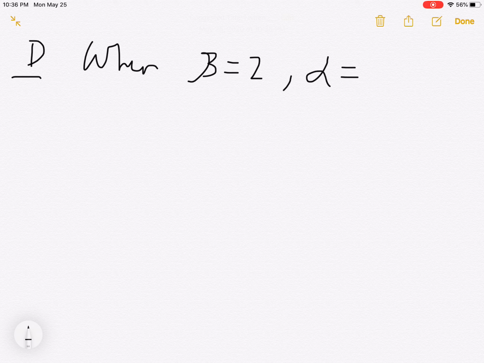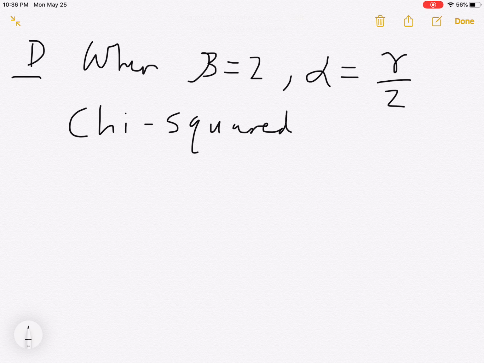Here's another fact. When beta is 2 and alpha is equal to gamma over 2, you're going to get what's called a chi-squared distribution.